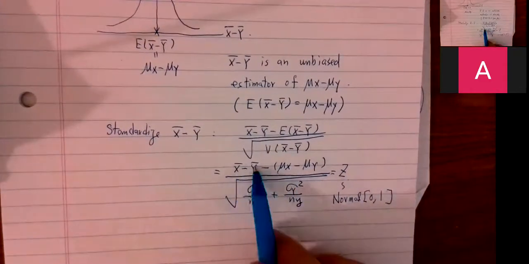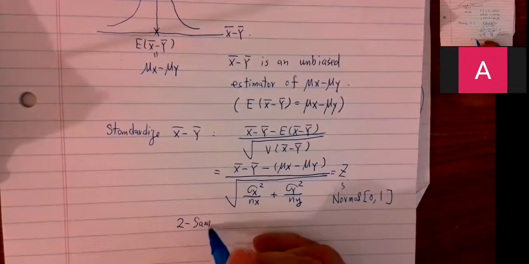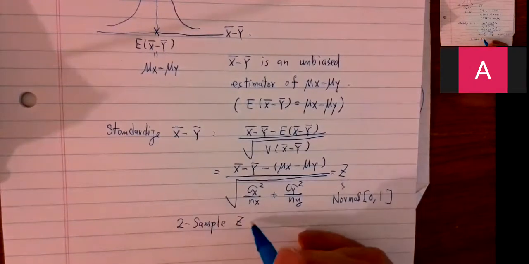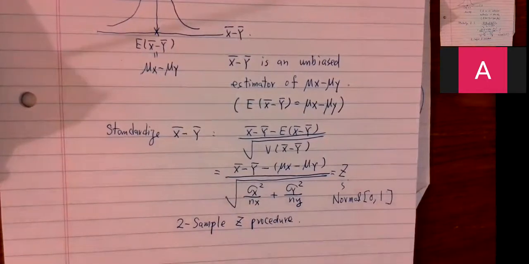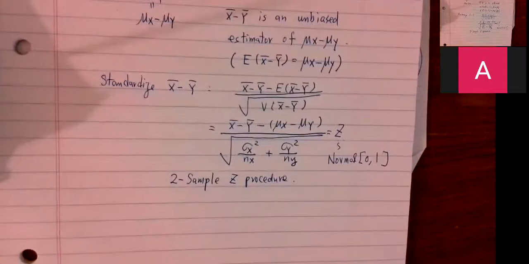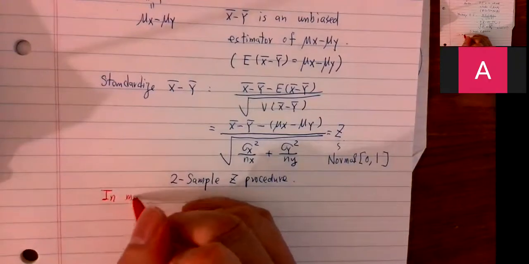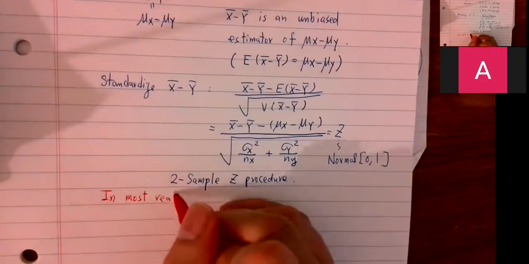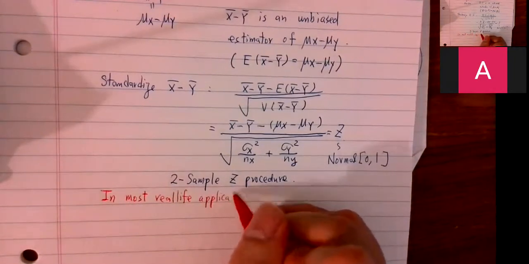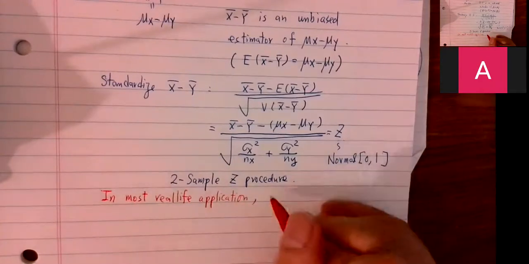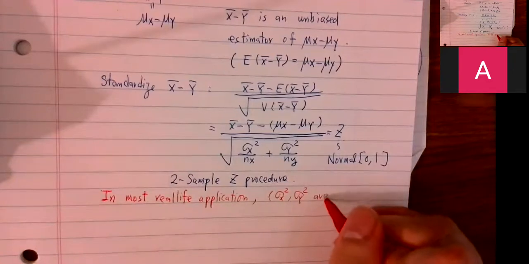So one sample, two sample, if you standardize it, you get Z. This is called two sample Z procedure. But in most real life applications, sigma X squared and sigma Y squared are unknown to us.